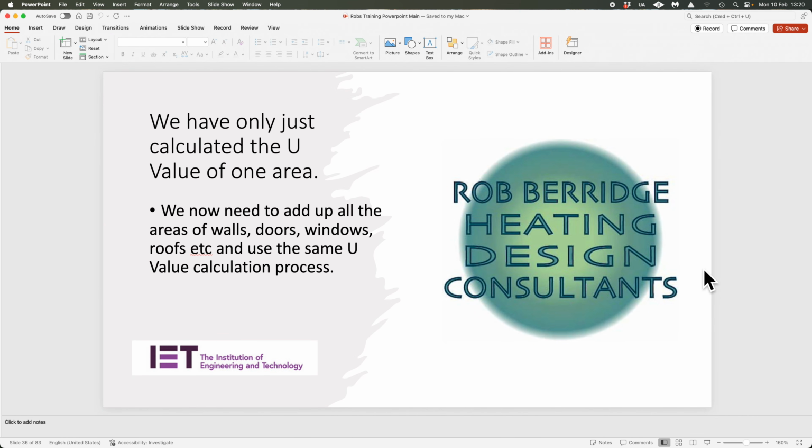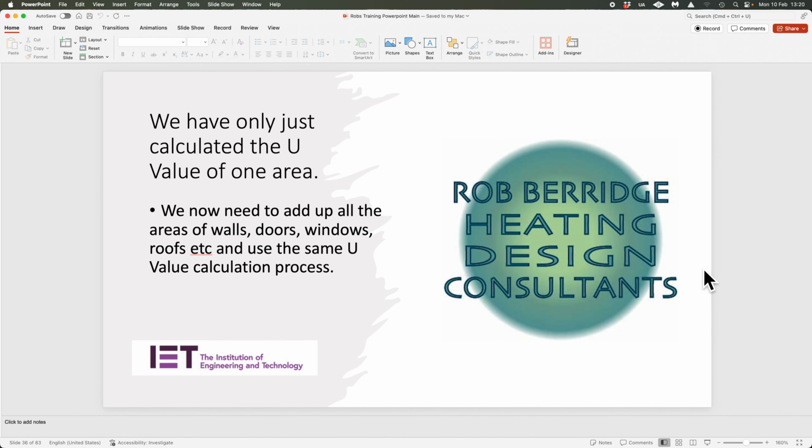Now we've only calculated the U value out of one area. So we now need to add up all the areas of walls, doors, windows, roofs, etc., and use the same U value calculation process that we've just done. Now don't overcomplicate this. Do one construction at a time and just check what it is. So do your walls, then do your floors, do your windows, and just check online for some of the latest guidance on what the conductivity values are and what windows are.